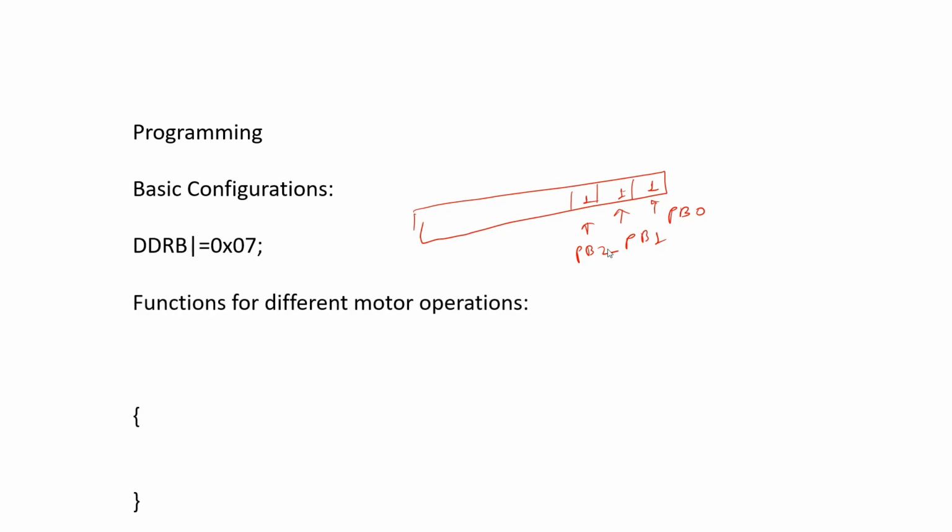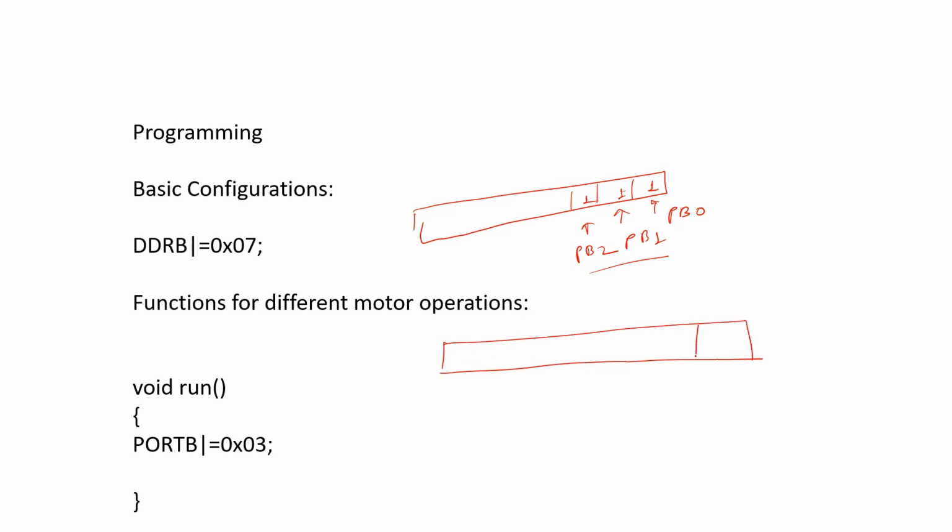Next we have to write different functions for different motor operations. Let's understand the first one, to run the motor. To run the motor, we have to write data to these pins. For that we have the port data register. In the port data register, we have to write 1, and we have to make this 0, and this is corresponding to IN1, this is corresponding to IN2, and this is the enable signal. So we have to write this syntax: PORTB |= 0x03.